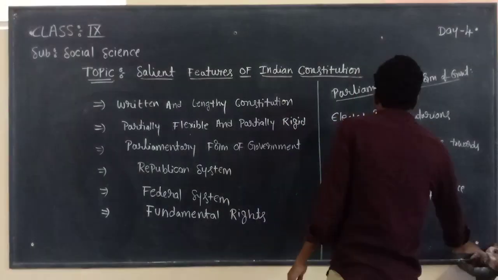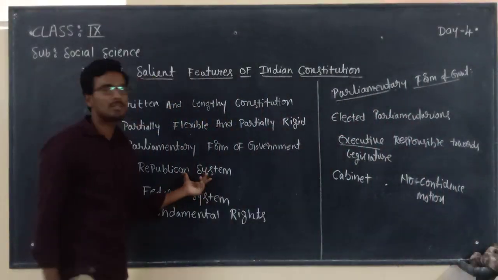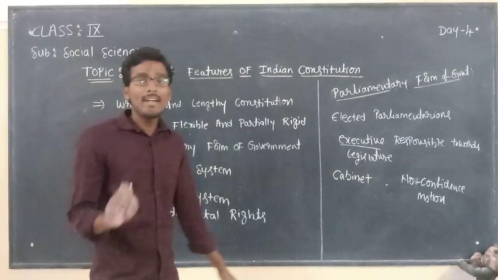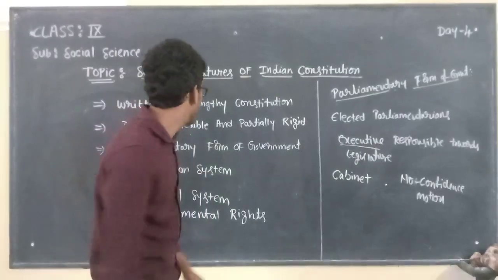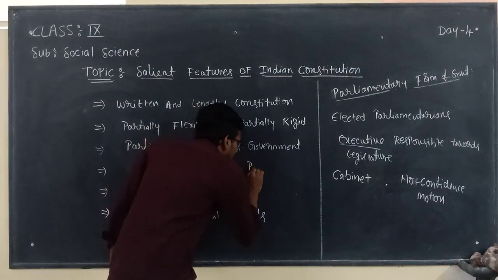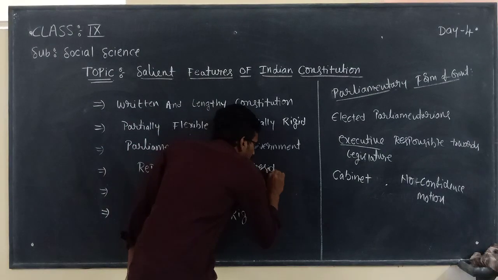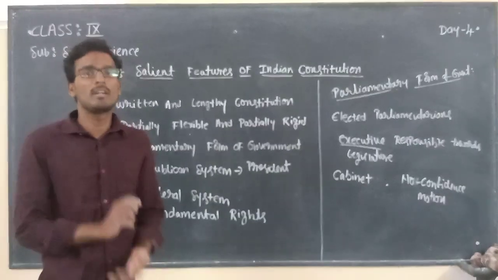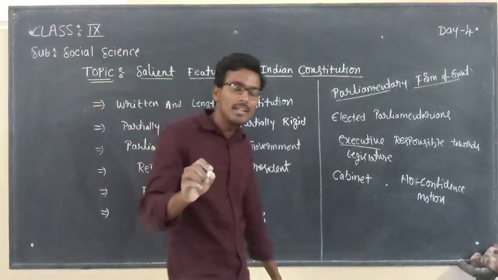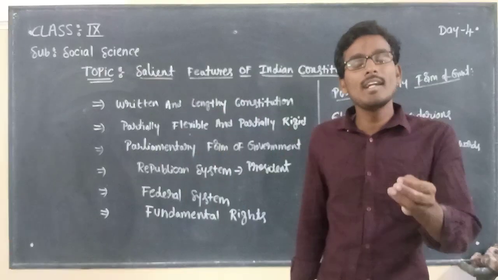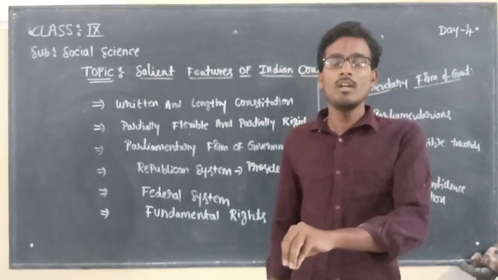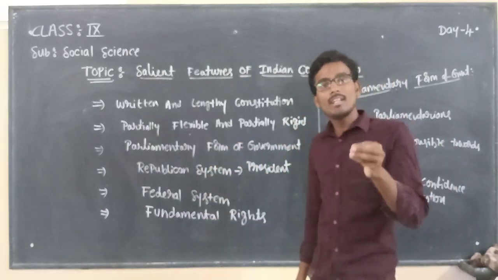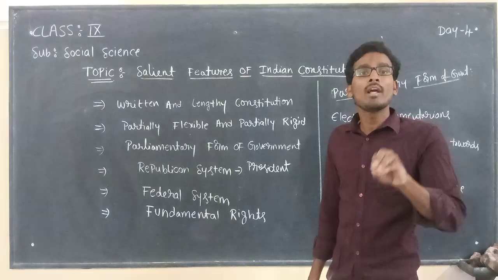Next, republican system. First of all, let us know who is the head of Indian Republic. President is the head of Indian Republic. So, how is the president elected? The president is elected by the people indirectly.